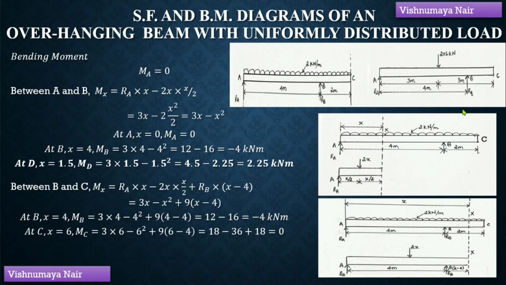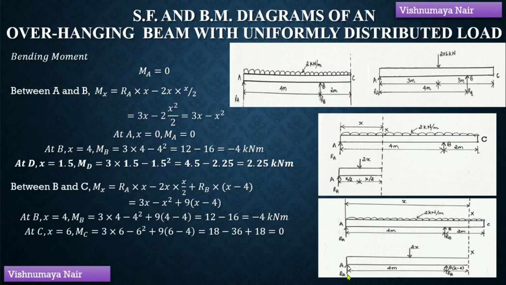In order to find out the variation of bending moment between the points B and C, let's consider a section between these 2 points. Let this section x be at a distance of x meters from the end A. The bending moment at this section can be found out by considering either the left portion of the section or the right portion of the section. Let's consider the left portion of the section.